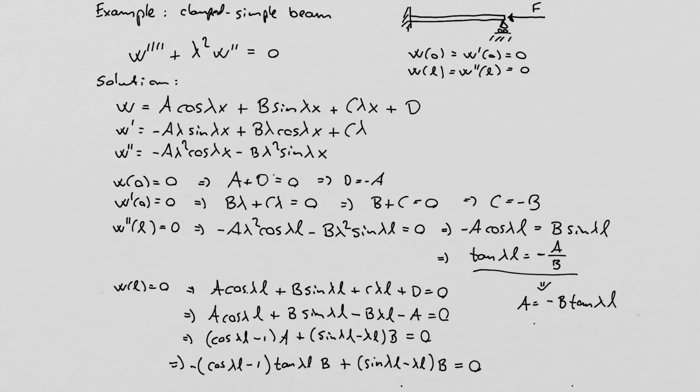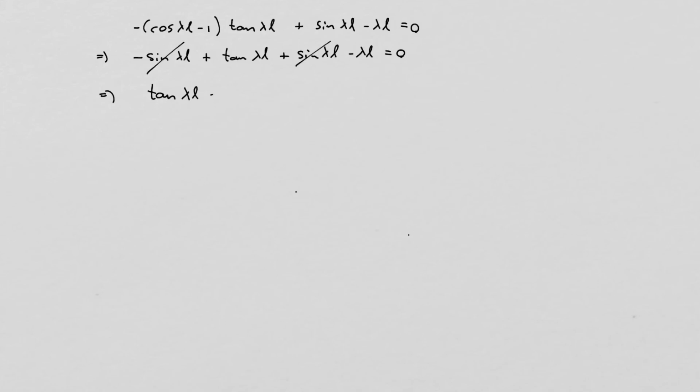And now we're close to the end, because after shortening out B from this equation, simply canceling it out, assuming that it's non-zero, then we get the following equation, and we can just multiply that out a little bit. Now, multiplying cosine with tangent gives us a sine. So we have minus sine lambda L plus tangent lambda L plus sine lambda L minus lambda L equal to 0. It becomes easier here because we see that these terms cancel out, and we simply get tangent lambda L equal to lambda L.